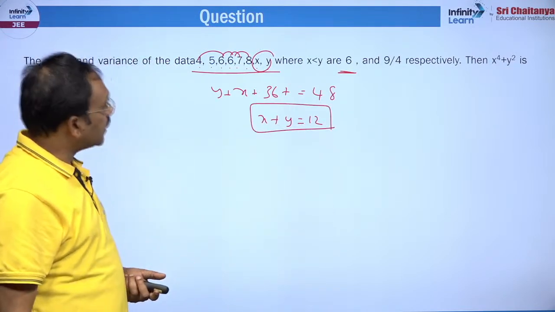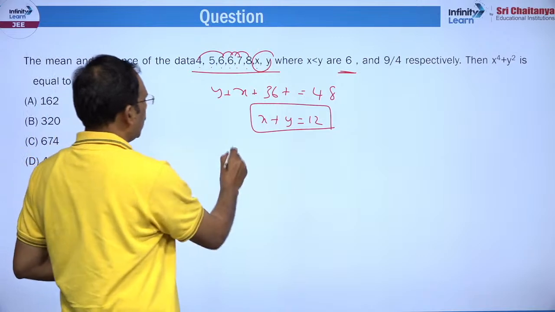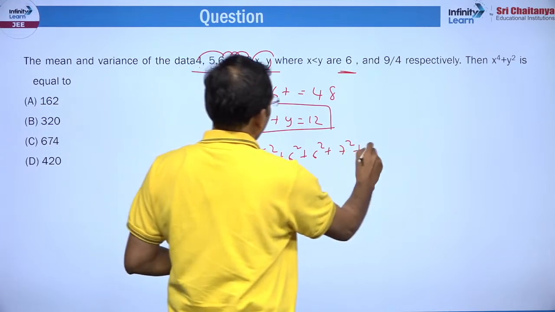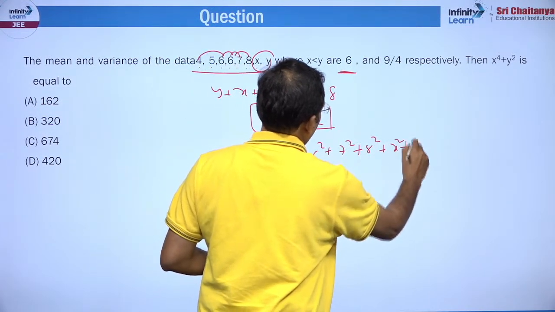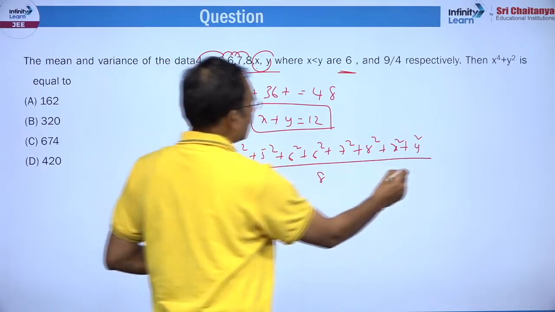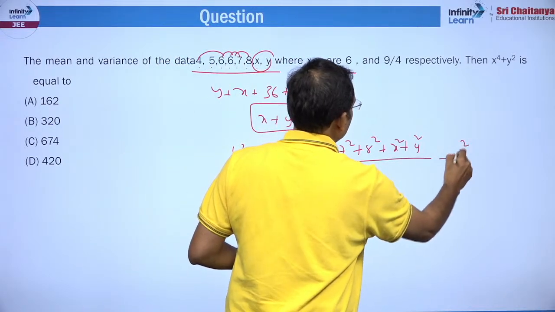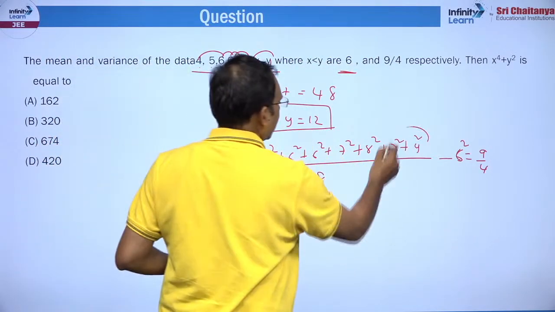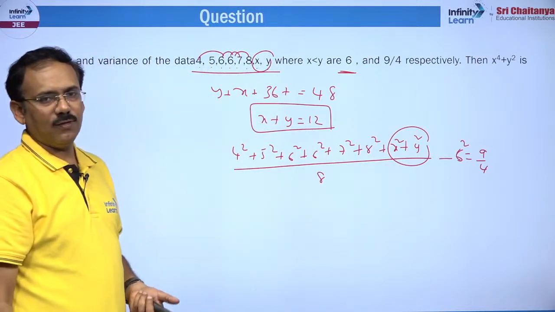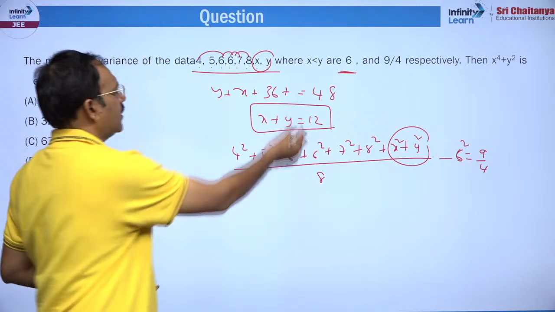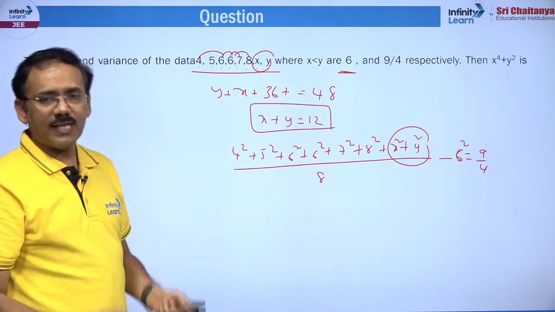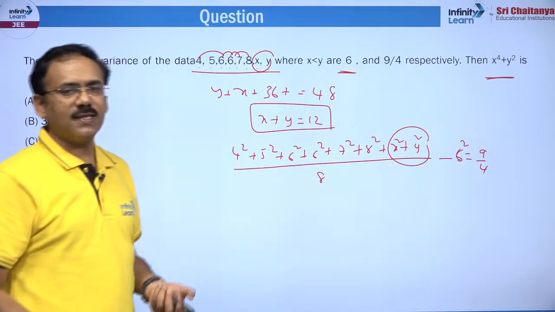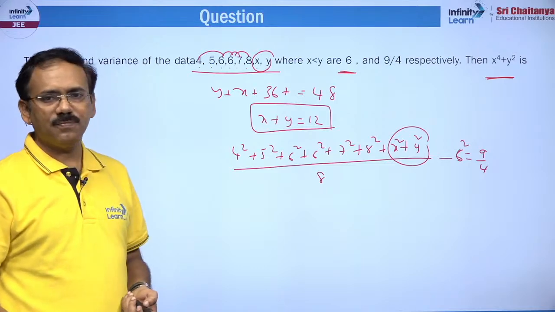Then second my dear friends, you can also go with 4 square plus 5 square plus 6 square plus 6 square plus 7 square plus 8 square plus x square plus y square, divided by 8, minus the mean square is going to be the variance, 9 by 4. From this equation you will get the x square plus y square value, here you will get the xy value. From this you can find x and y, he has anyhow said x less than y, so you can find the x value and y value uniquely and substitute x power 4 plus y square, smaller is x, greater is y. Not a big issue, that is it.